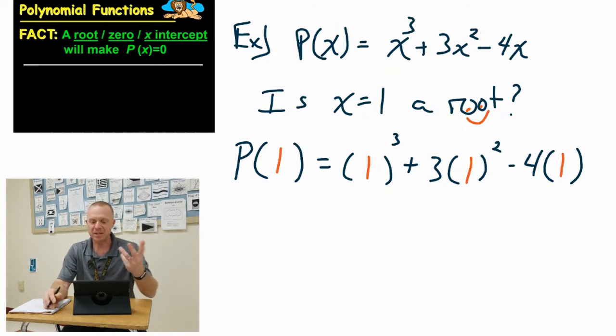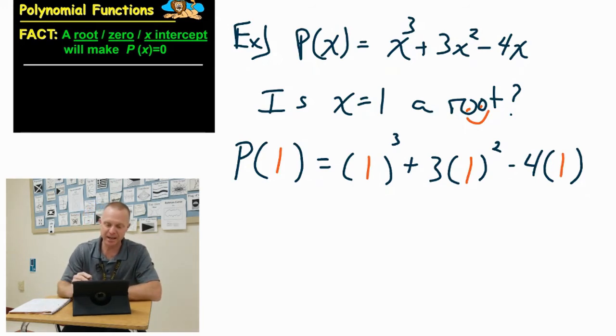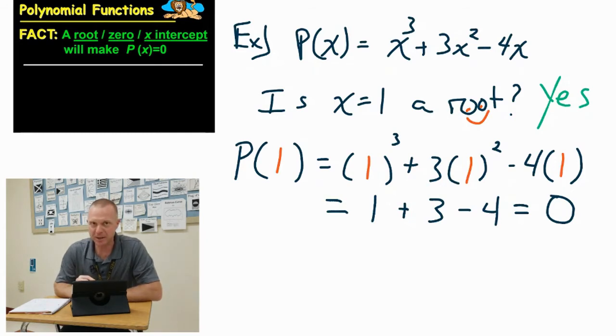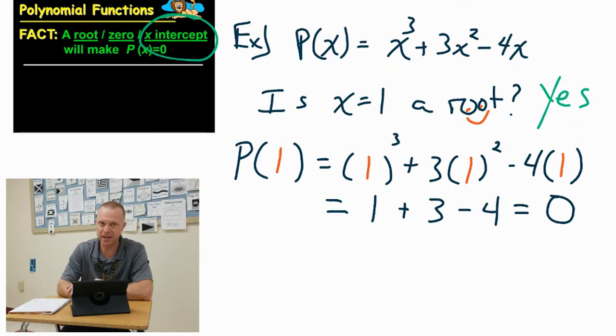Now, this is actually in essence a pretty easy idea, but kids tend to forget what I'm doing here, so make sure you remember that sometimes all you've got to do is just plug it in and find out if it equals 0. Now, I'm pretty sure 1 cubed is 1, and I'm pretty sure 3 times 1 squared is 3. And over here I end up with 4. And of course 4 minus 4 is 0. Well, it's a root. We could say yes. But the reason I really did this was so we could look at the next idea, which is that it says something here about an x-intercept.